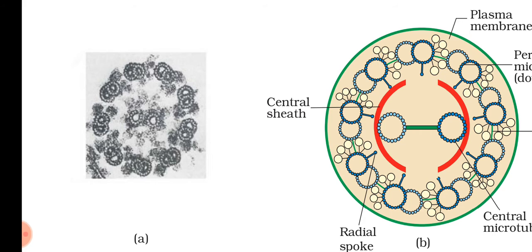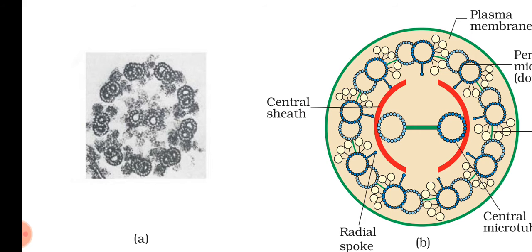If the question is asked, explain the 9 plus 2 arrangement of cilia, what you have to write is that the cilia or flagella are covered by a plasma membrane, and the central core is known as the axoneme, and in the axoneme you can see microtubules arranged parallel to each other. This diagram shows the cross section. You can see 9 doublets of microtubules arranged peripherally, and 2 of them arranged in the center. The central microtubules are connected by a bridge, and are also covered partially by what?